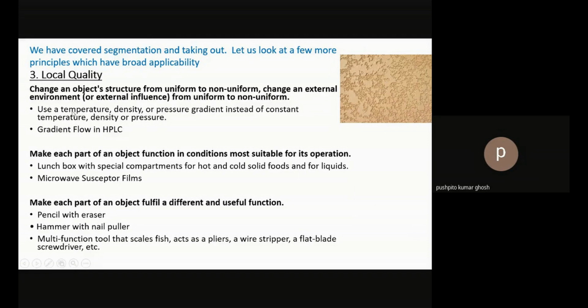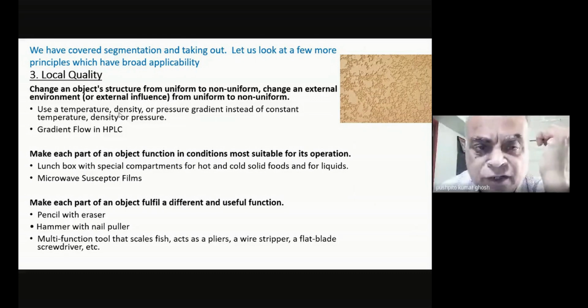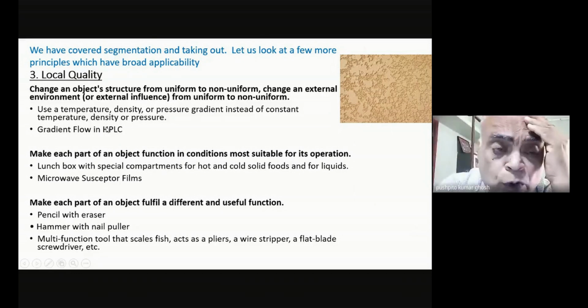There are so many cases where you may have a product with a uniform density, or you could have a product with a non-uniform density. You could have something with a uniform pressure, or you could have something with a non-uniform pressure or a non-uniform temperature.